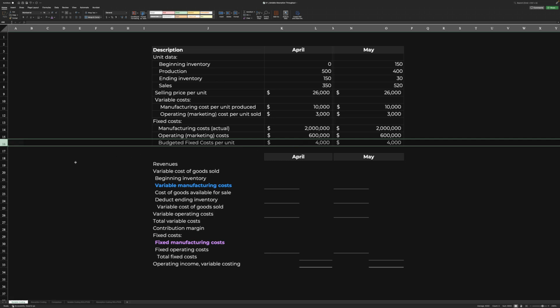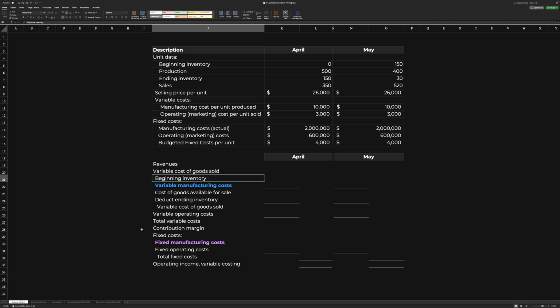If we want to begin, we'll begin with variable costing, which remember is when a business is taking all of their variable manufacturing costs, and those are their inventoriable costs. This lends itself to an income statement that's done in contribution margin format. We'll begin with revenues. Revenue would be the number of units sold multiplied by the selling price per unit. That's 9.1 million in April and 13,520,000 in May.